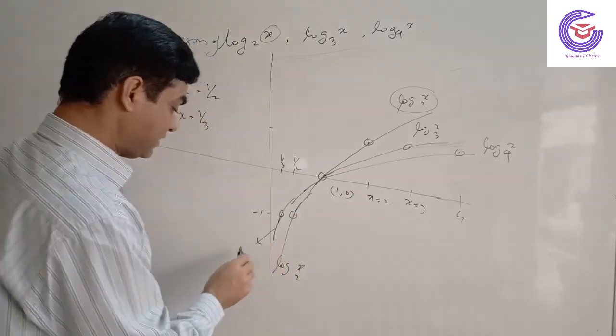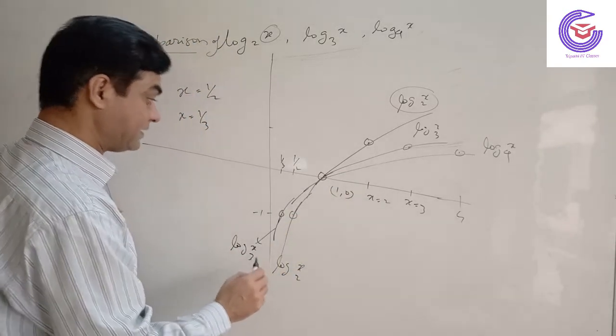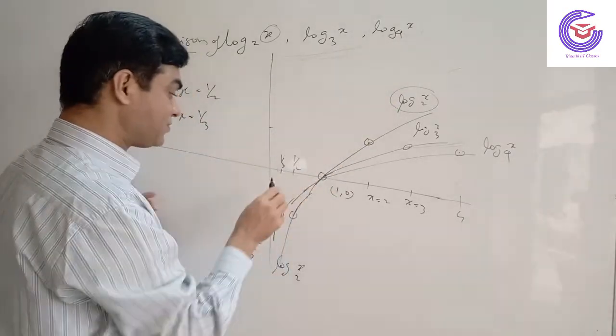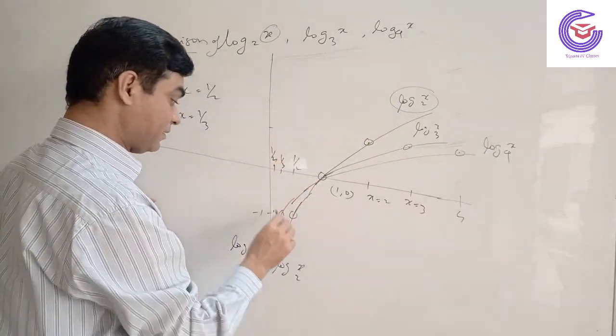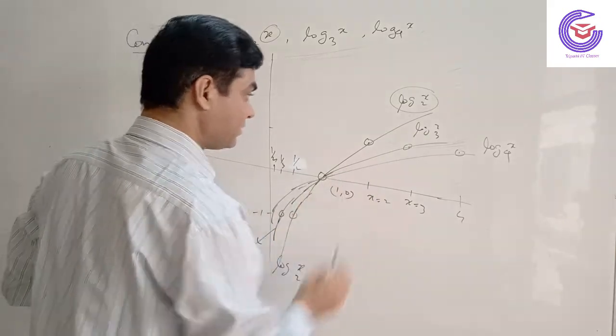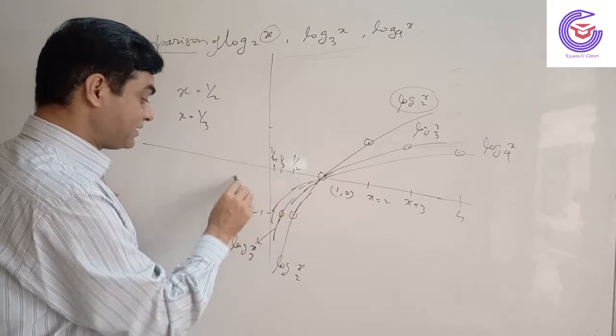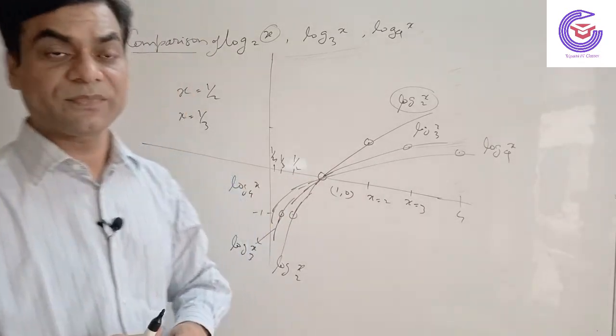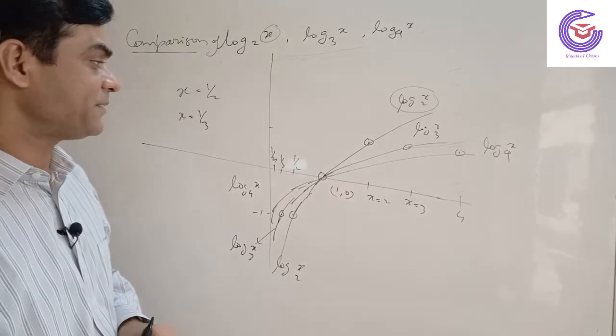So this graph is log x base 3. And when x is 1/4, in that case, this will become minus 1. So 1/4, so this goes like this one. So the last one is log x base 4. So this is the comparison of all these three graphs.